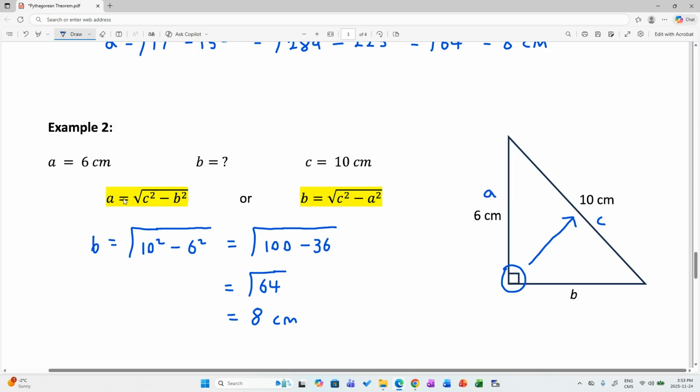So once again, it doesn't matter. Let's say I didn't name this B. I just named this A. In this case, then 6 would be B. I'm still solving for another missing side. So if I made this vice versa, B would be here and A would just be 8 centimeters. It doesn't matter what you label as A or B. The only thing that matters is C, which is always the longest side.